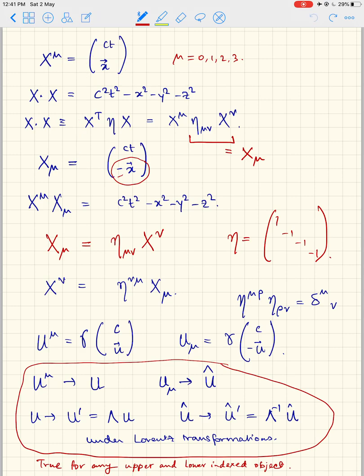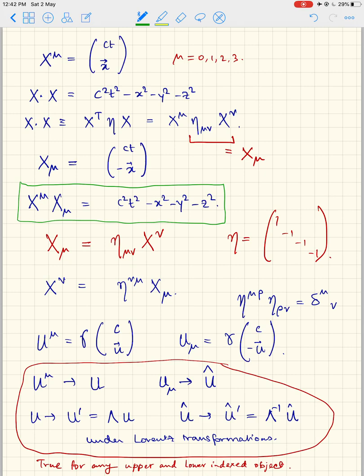So why are we doing this? We are doing it in order to define x mu upstairs and x mu downstairs as something which is invariant. So c squared t squared minus x squared minus y squared minus z squared, the norm, is going to be defined by x mu upstairs times x mu downstairs. Okay?